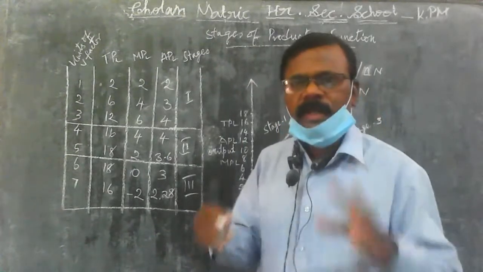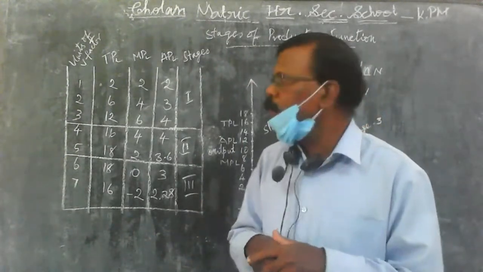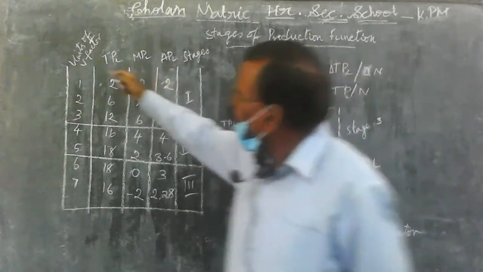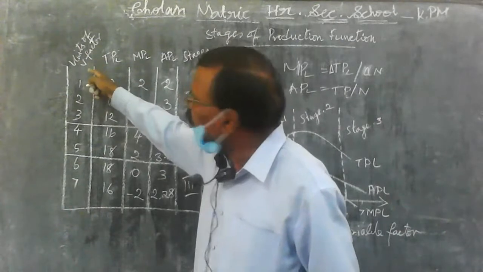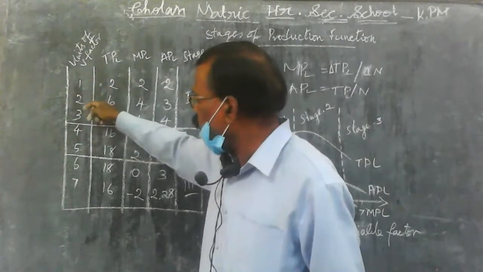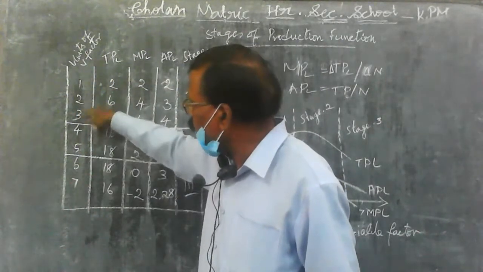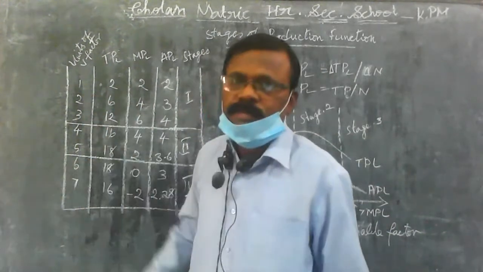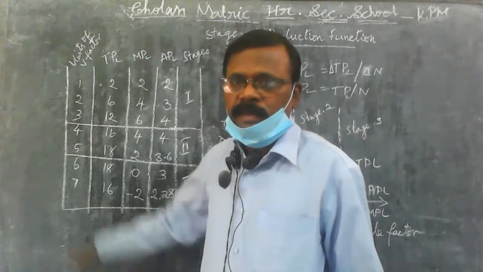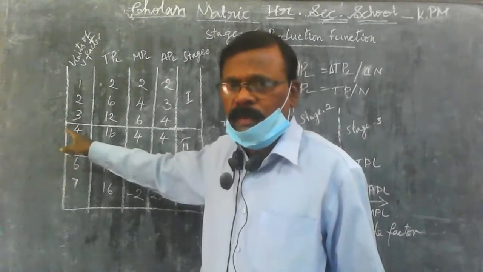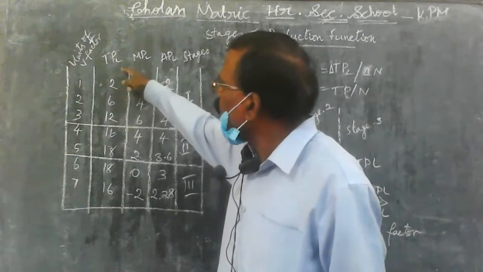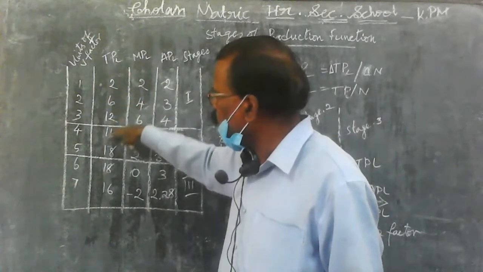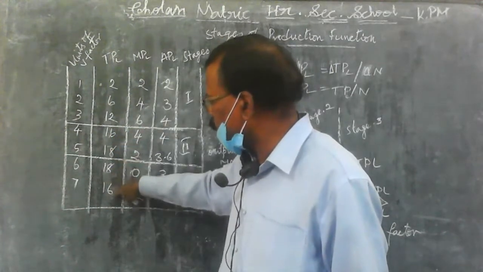Now we have three stages of production function. If you look at this table, you can see the first is units of variable factor. So how many units of labor are given here? 1, 2, 3, 4, 5, 6, 7. Seven units of labor. Then TPL: 2, 6, 12, 16, 18, 18, 16.